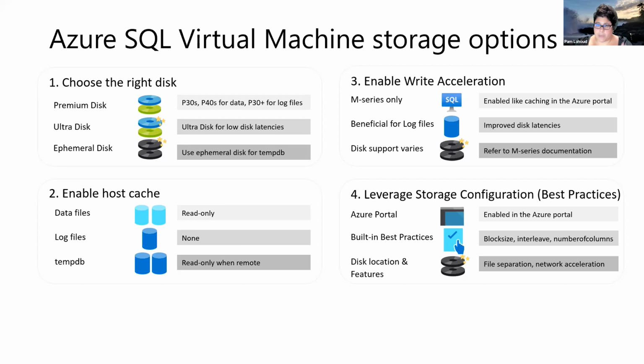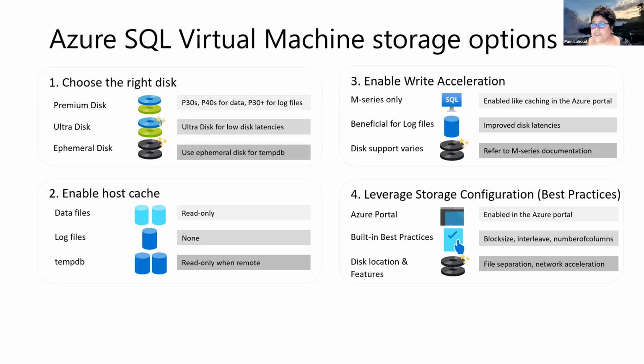If the VM is capable of host caching, turn on read-only caching on your data drives. Otherwise, you are leaving money on the table. So turn it on for your data files read-only, for your log files none, and TempDB, you're usually going to have it on the D drive, but if for some reason you have to put TempDB on a remote drive, either because of sizing reasons or because of throughput, then you would turn on read-only caching for TempDB as well.